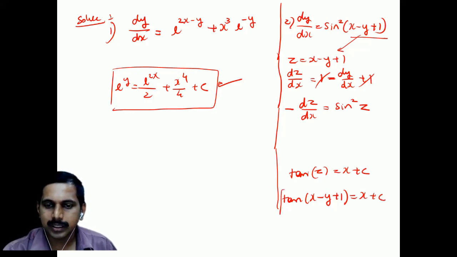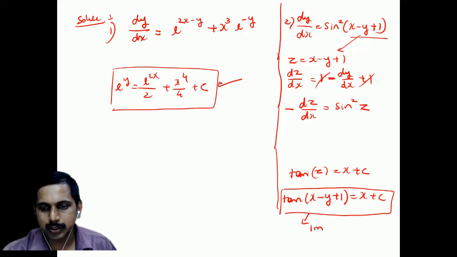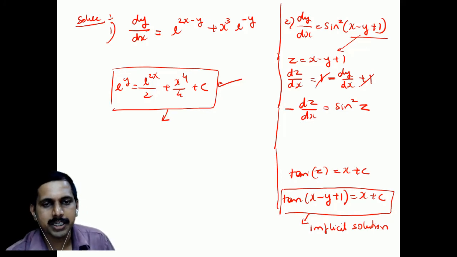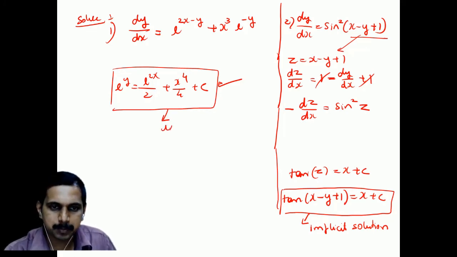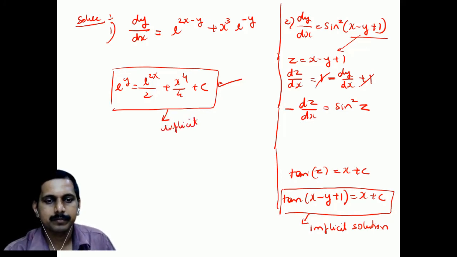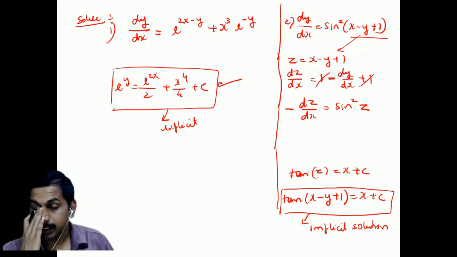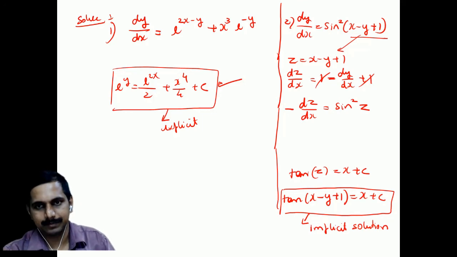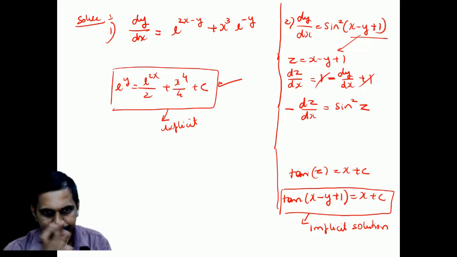This is a solution. Implicit or explicit, students? This is an implicit solution. You cannot separate x and y. Similarly, was this one also implicit or explicit? This is an explicit solution. Correct? So while we do it, I will tell you what is meant by explicit and what is meant by implicit. Especially in FEM it will be very useful.